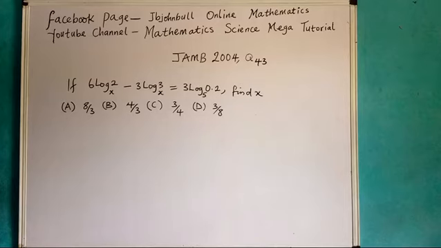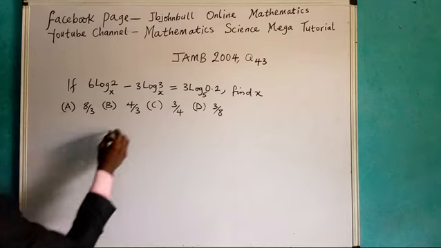Okay, we have another question. JAMB 2004, question 43. If 6 log 2 base s minus 3 log 3 base s equals 3 log 0.2 base 5, find s. We are going to solve for the value of s, and at the end of the solution it will determine the best option to pick.